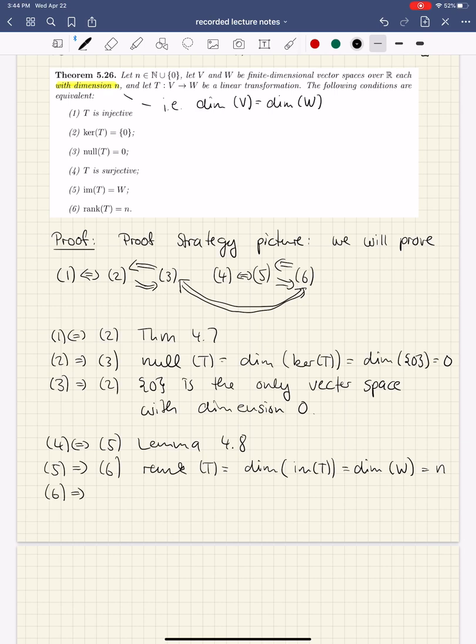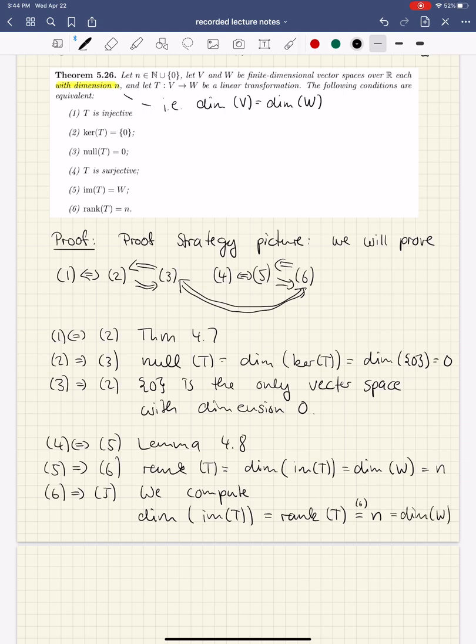Now 6 goes to 5. And so here you will see the first time the use of a subspace being of the same dimension, meaning that the subspace is actually equal to the entire space. So we compute the dimension of the image of T. We assume 6, so this is equal to the rank of T by definition. The rank of T is equal to n, so this is where 6 comes into play. This is equal to the dimension of W.